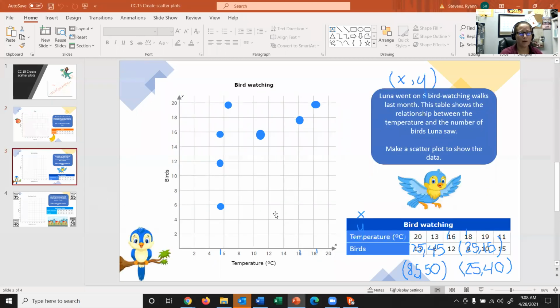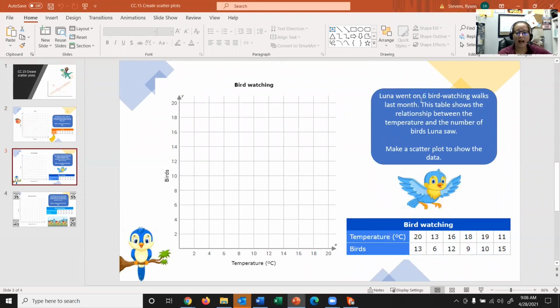And it's important to remember that you have this graph, and then you have this table, and you're just plotting these points. You're not connecting the points. You're just placing them in the correct spot to show that relationship.